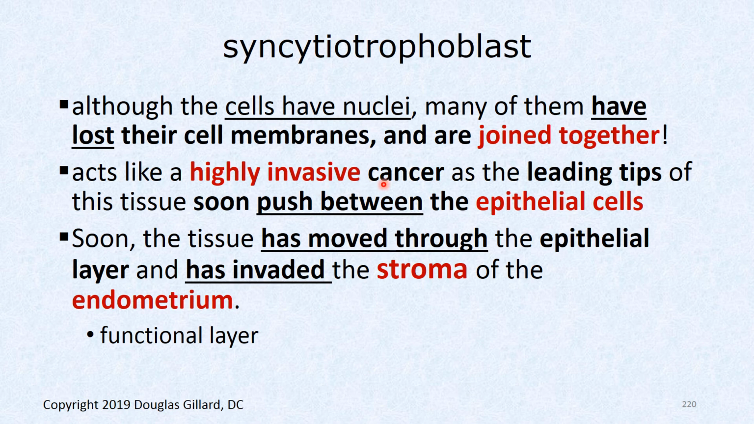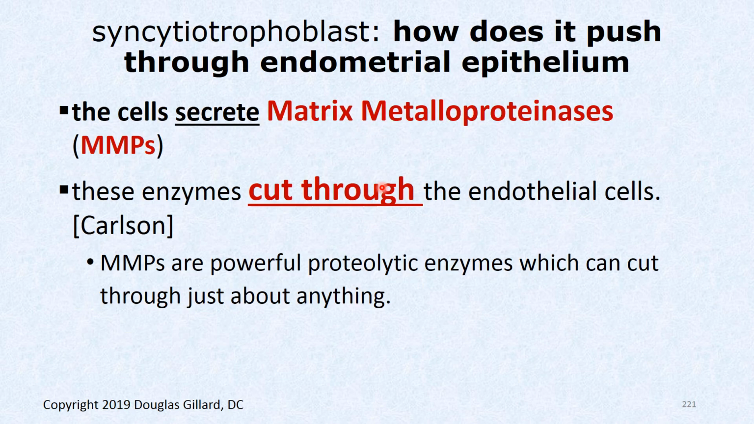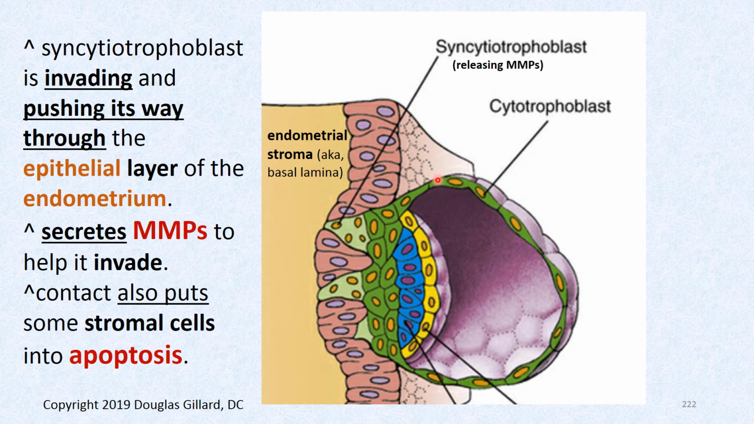They have a leading tip that secretes some enzymes, and it pushes its way through the endothelial cells as it moves deeper and deeper into the endometrium. And yeah, it's a really weird cell type. Let's take a look at it before. So here's the very beginning. So here's our cytotrophoblast layer.